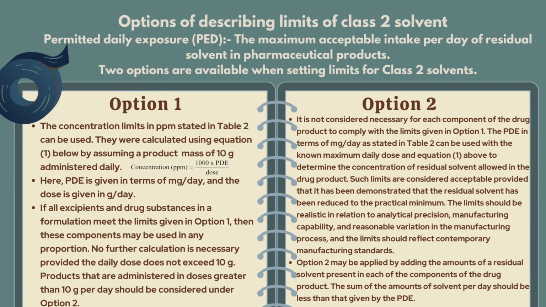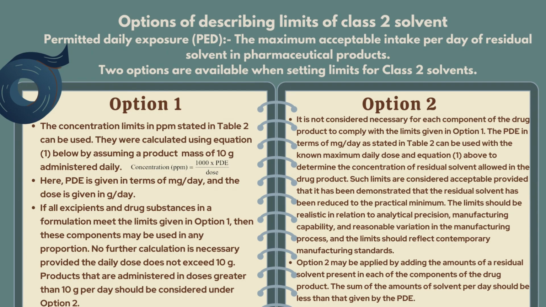There are two options available when setting limits for Class 2 solvents. Option 1 is considered for doses that do not exceed 10 grams per day. The concentration limit in ppm stated in Table 2 can be used. This limit was calculated using equation 1 below by assuming a product mass of 10 grams administered daily. Concentration equals 1000 times PDE divided by dose. Here, the PDE is given in terms of milligram per day and the dose is given in gram per day.